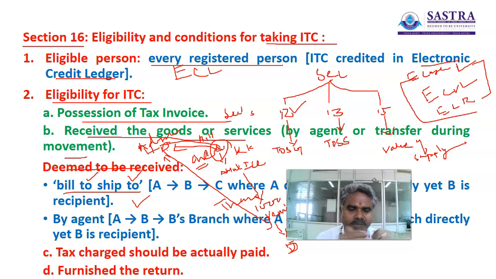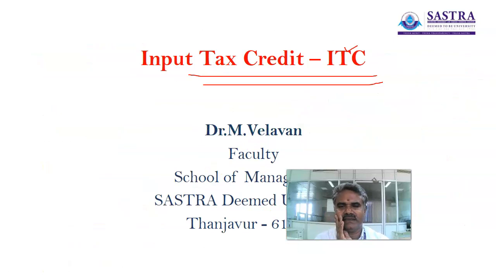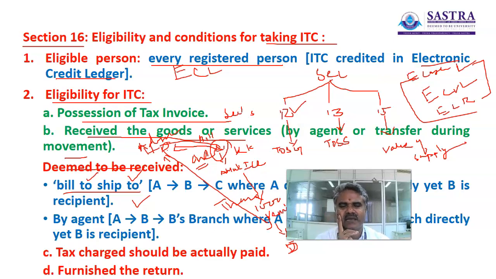Here you are the recipient. Then by agent, A and B's branch: if A sent goods directly to B's branch, yet B is the recipient. By agent, A sent goods directly to B. So B is the recipient.